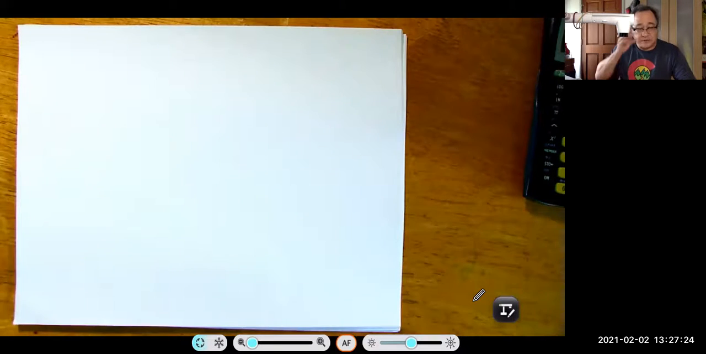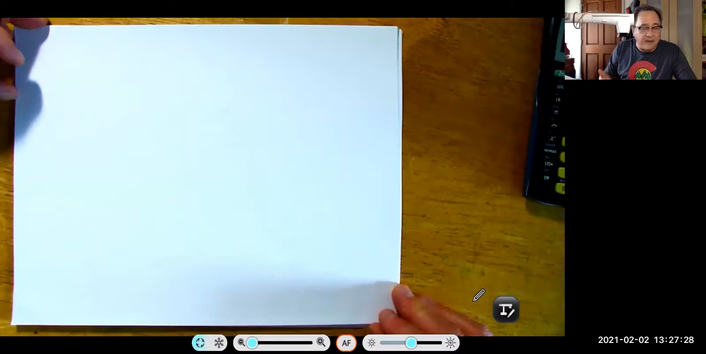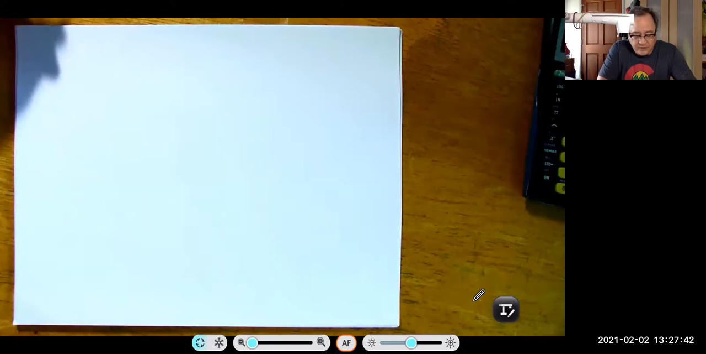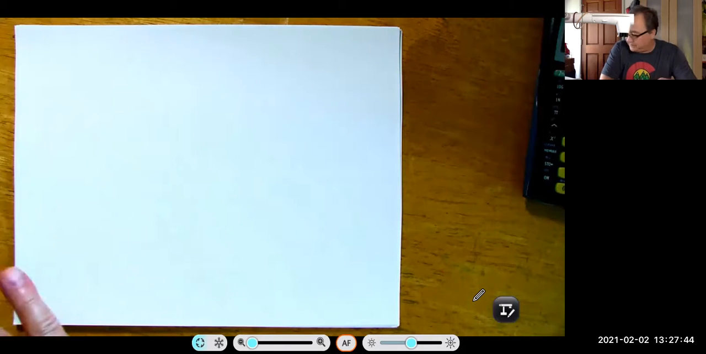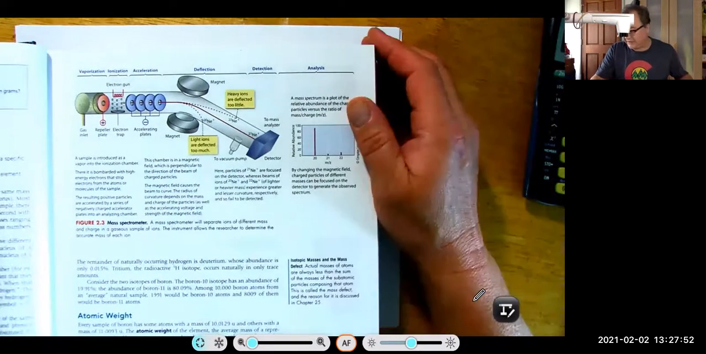Now, mass spectrometry is good for finding out the mass of isotopes and how many of each for an element. So my introduction would say mass spectrometry is good for finding out the mass of each isotope and its relative abundance. So that's all going to go in the introduction. And I'm going to show you something from your book and describe it to you. And you probably want to put a little bit of this in the introduction.